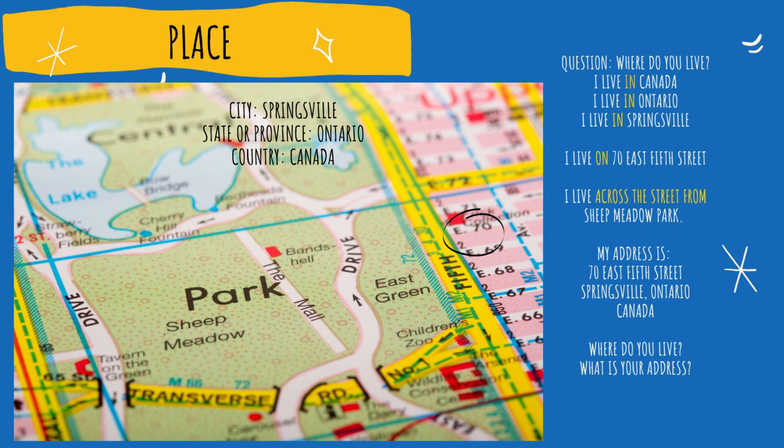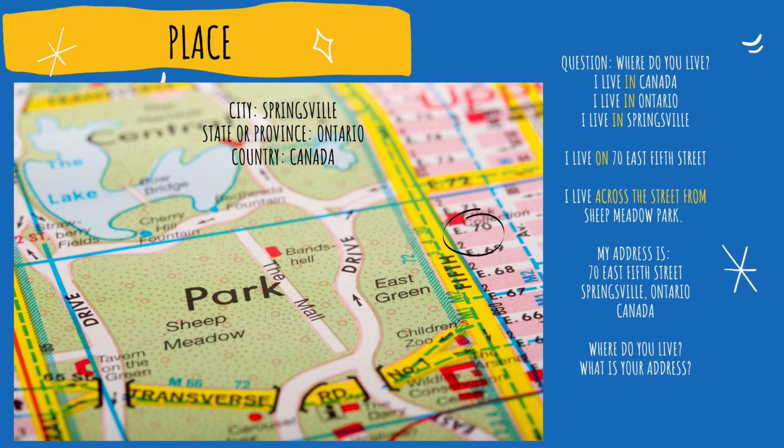Place. So, if you're asked a question, where do you live? You could answer, I live in Canada, which is a country. I live in Ontario, which is like a state or a province. I live in Springsville, which is a city or a town or a village.